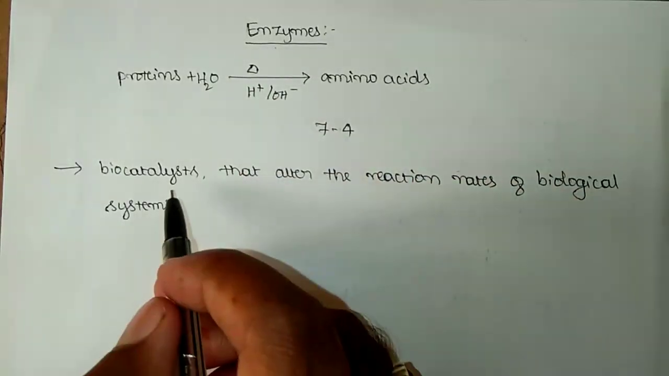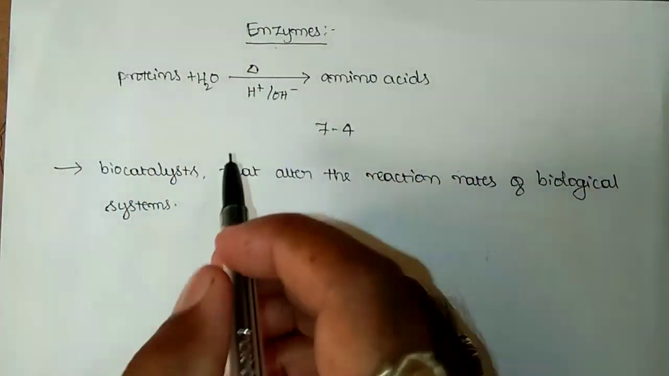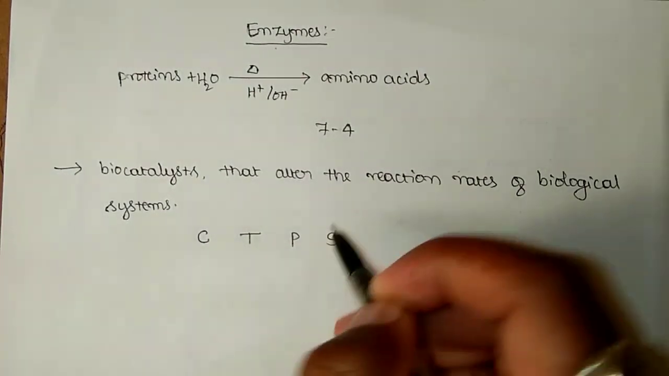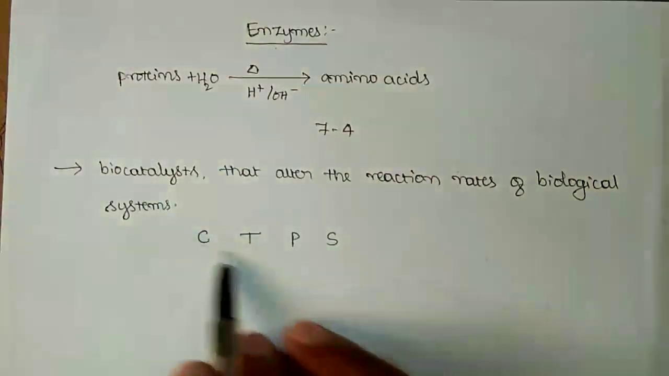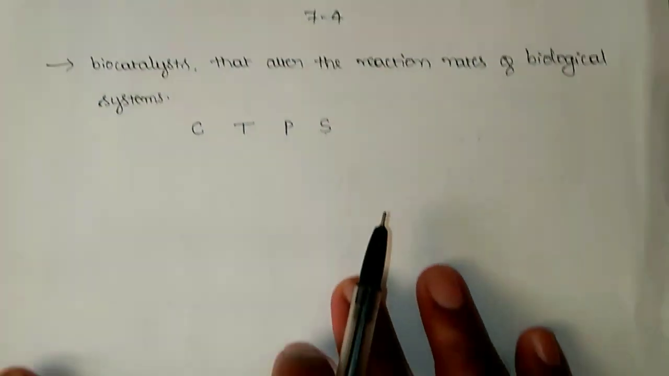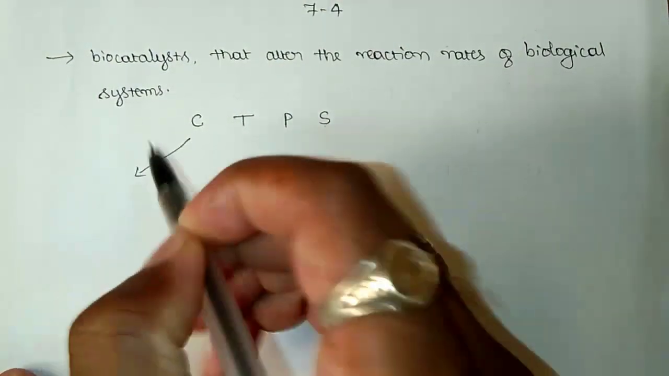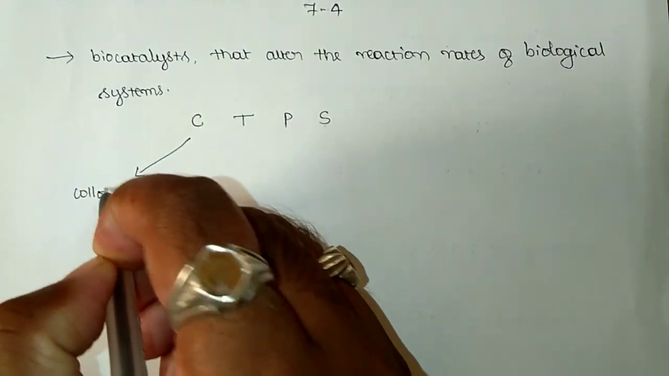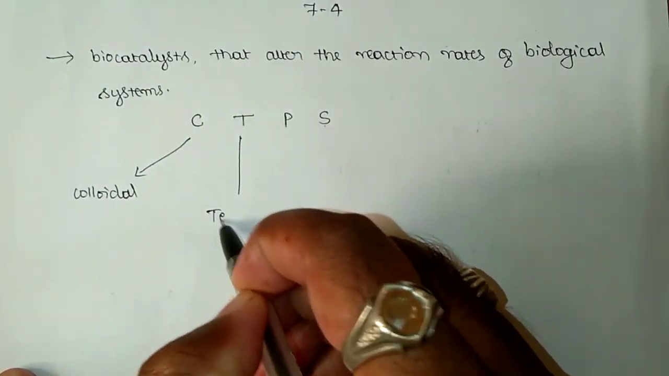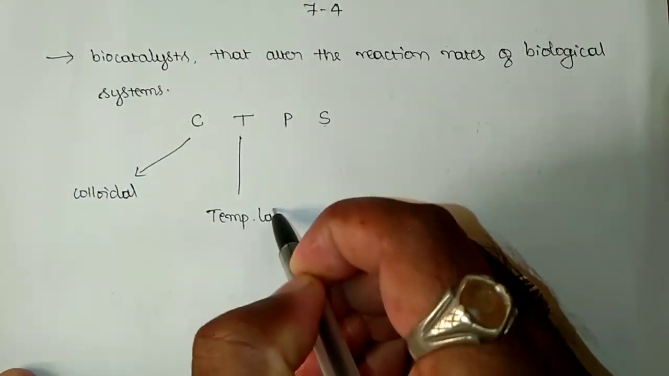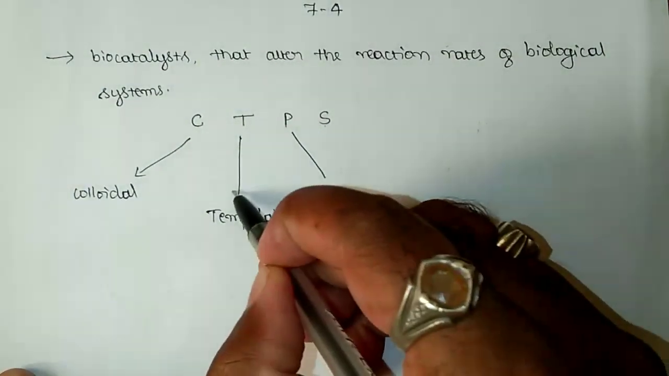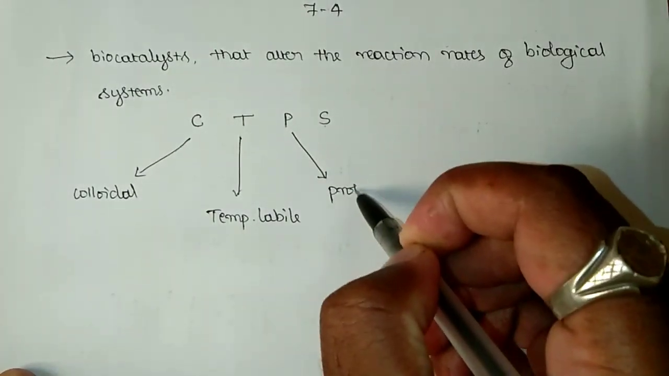Okay, but if you come to the whole and soul nature of these enzymes, we can say the enzymes are CTPS in nature. So it is the mnemonic we can remember to judge the nature of the enzyme. That is, the enzyme is colloidal in nature. Enzyme is colloidal and it is temperature labile. That means it is reactive towards the temperature, and it is proteinaceous.